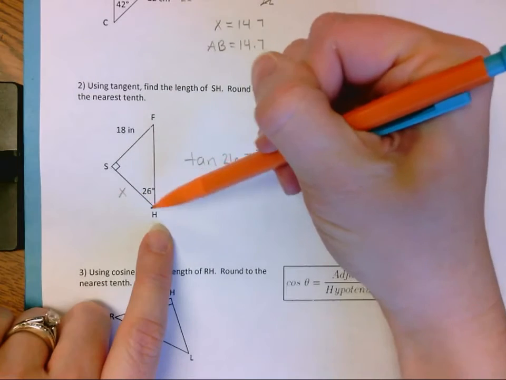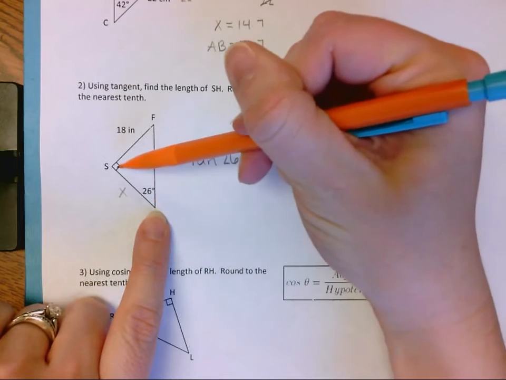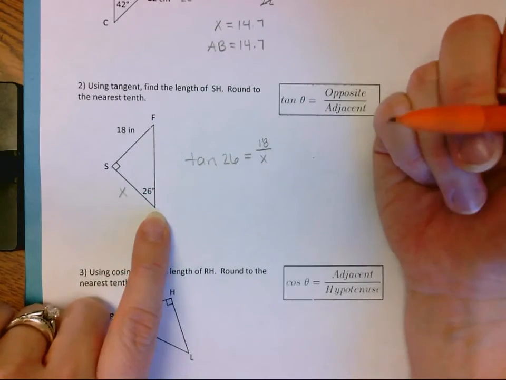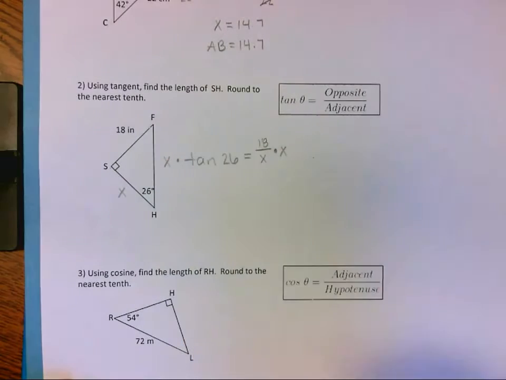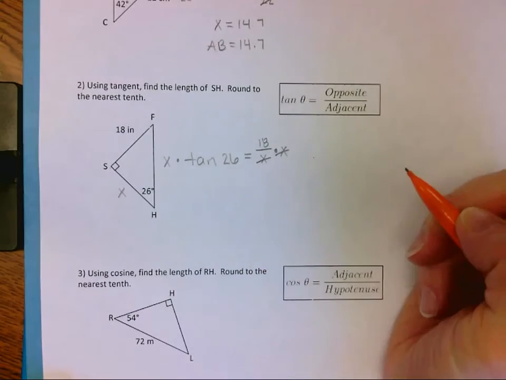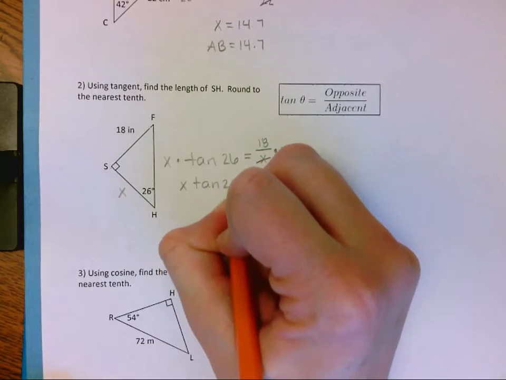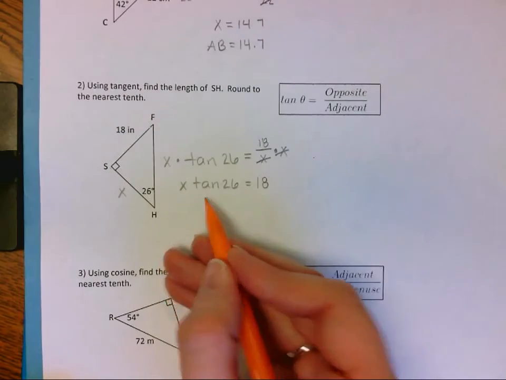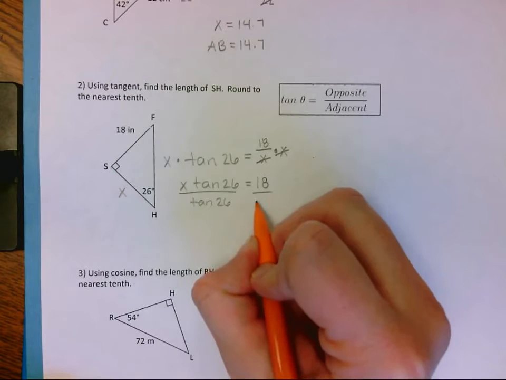You can think about the adjacent side being the side that attaches the angle to the 90 degree. It attaches those two angles, so it's adjacent. Solve by multiplying by X on both sides. Multiplying by X does not solve for X, it just moves it to the other side. We still need to divide in order to get X by itself. We'll need to divide by the tangent of 26 in order to get X by itself.